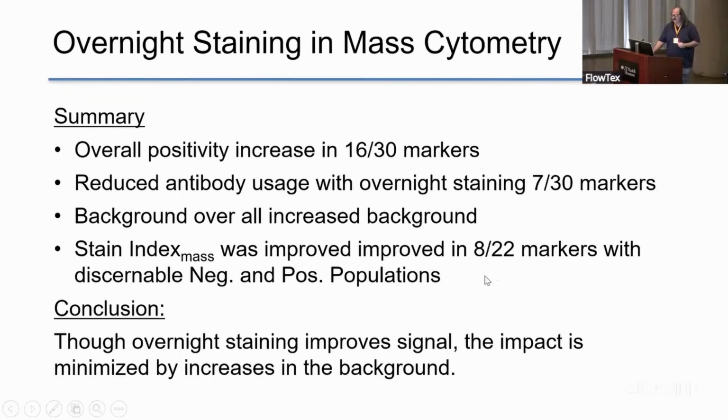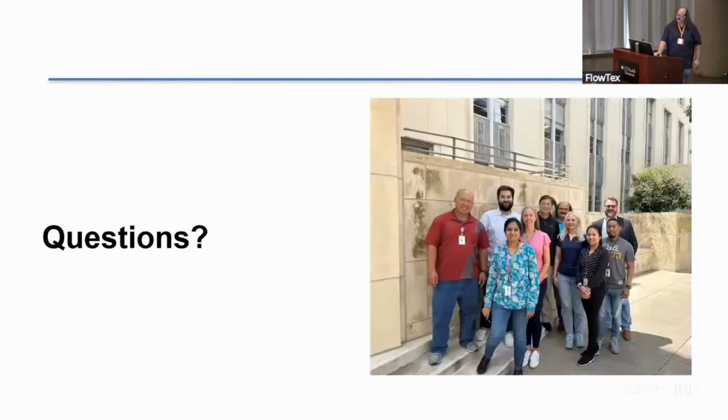Whenever I looked at the stain index, we only saw that 8 of the 22 markers had improved with the overnight staining versus just the standard 30-minute staining. So the conclusion, of course, is that though overnight staining improves the signal, the impact is minimized because the background increases so much. And that kind of concludes what I had to say today.